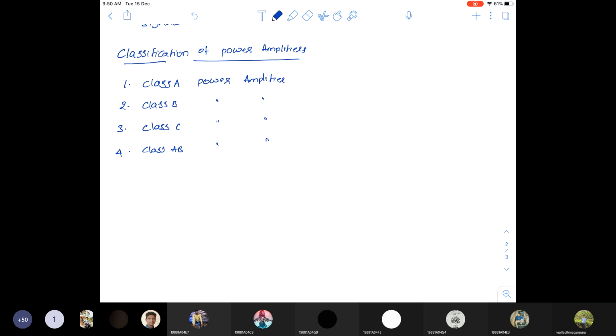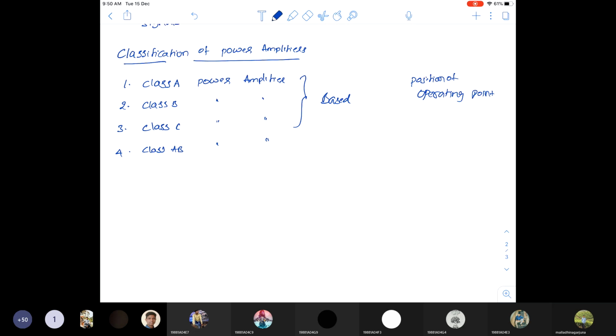Okay, four types. So this is based on the position of the operating point. Based on the position of the operating point, right? So the position of the operating point.